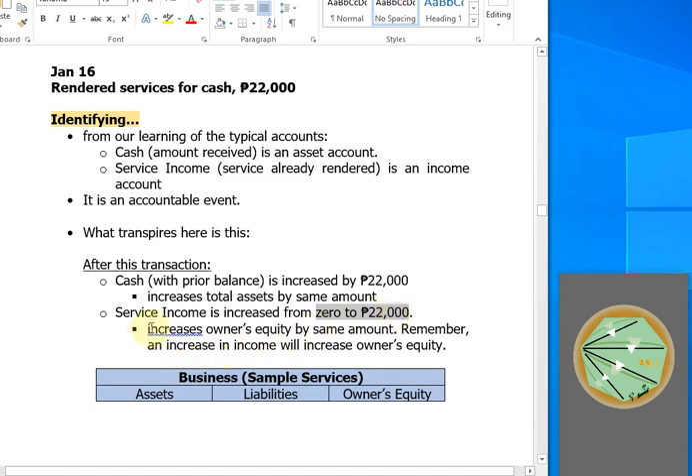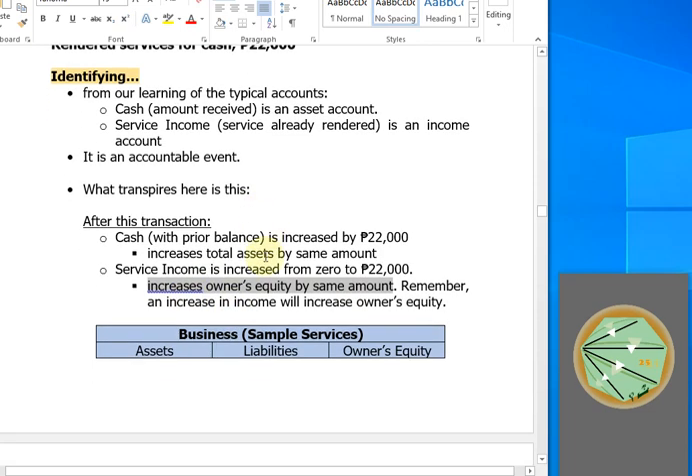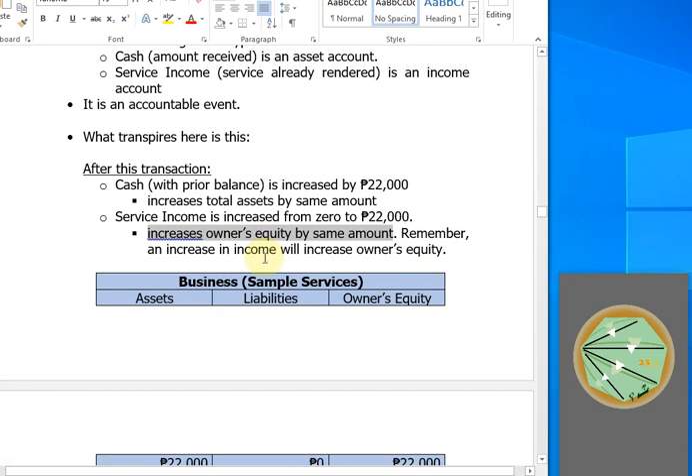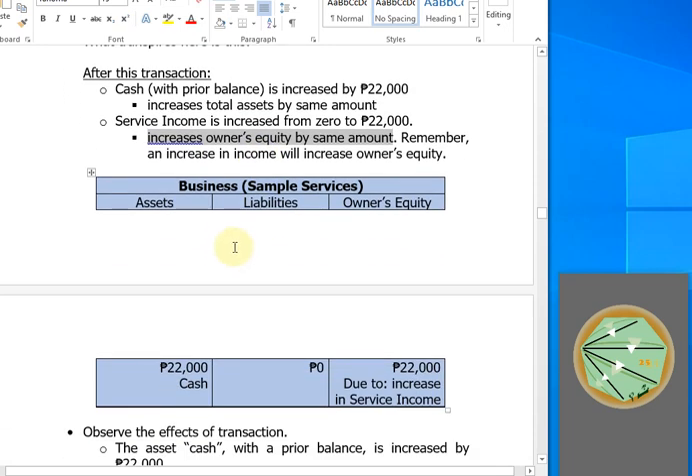And remember, service income is part of owner's equity, but unlike expense, the effect of the income is the same as that of equity, meaning as the income increases, owner's equity also increases. It is not the same with expense, where expense has the opposite effect.